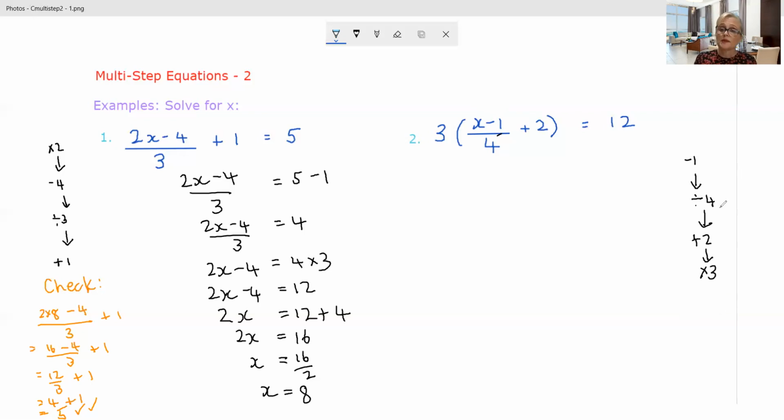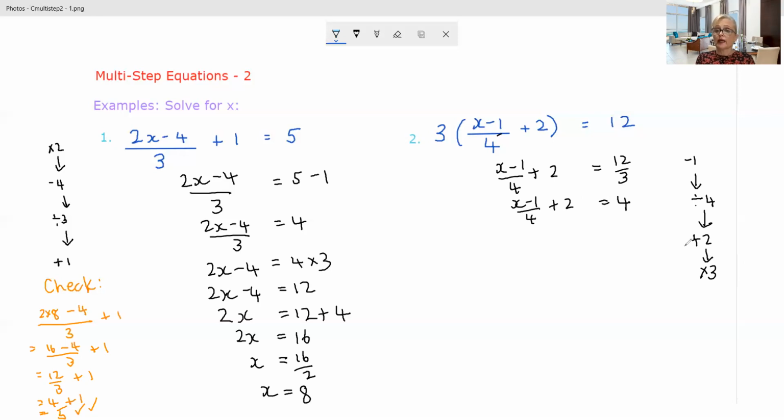So we're going to do the opposite thing in the opposite order. The first thing we've got to undo is this multiplication by 3. We're going to undo that by dividing by 3. So x minus 1 on 4 plus 2 is 4. All right, so that's all good. We've undone that step successfully.